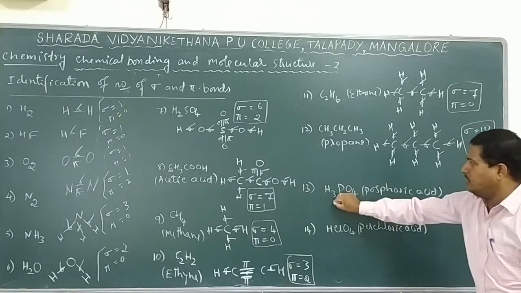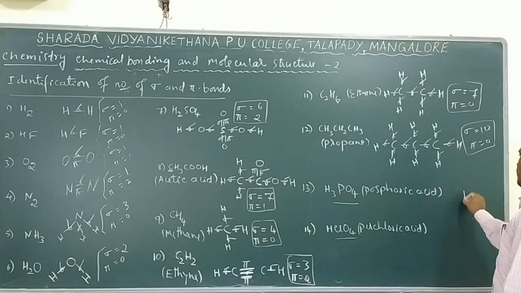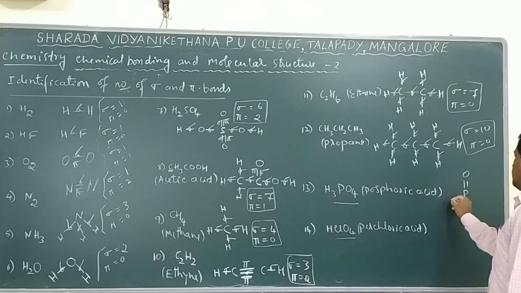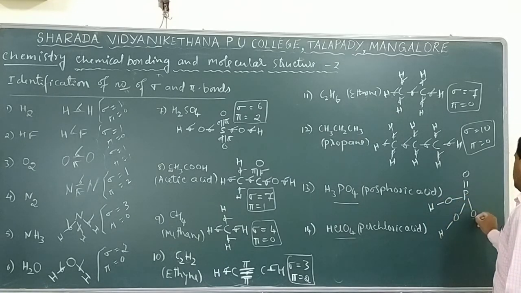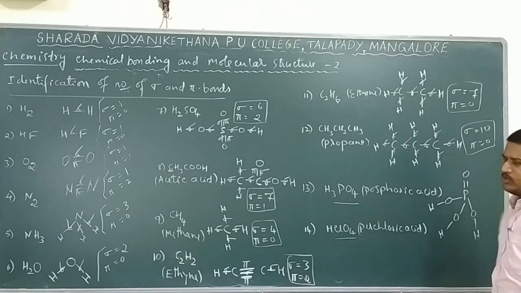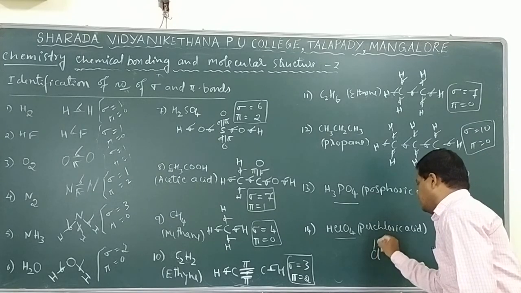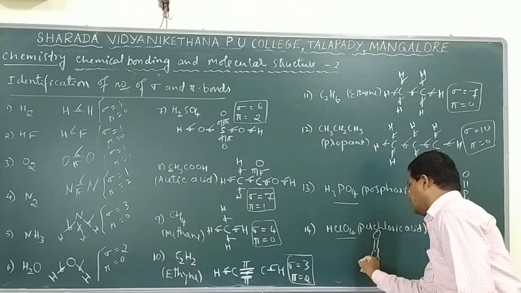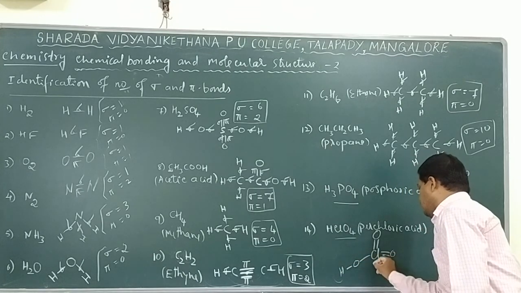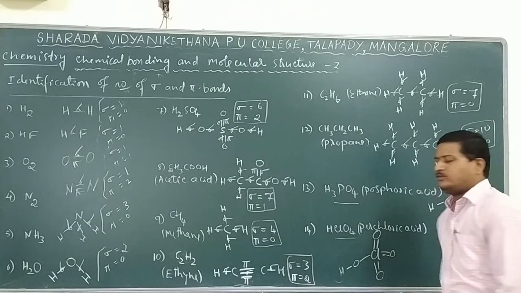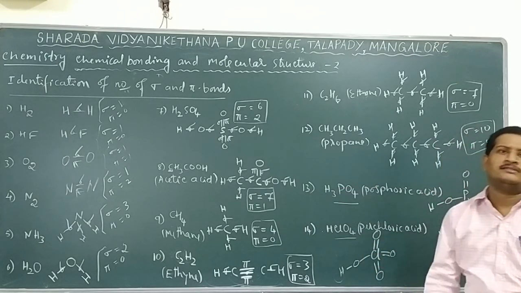Similarly, we can go for phosphoric acid as well as perchloric acid. I will write the structure: phosphorus with a double bond O, and here one OH, and one more OH, and then one more OH. 3 OH groups are bonded, and thereby we can count that. Similarly for perchloric acid, chlorine is present at the center, with a double bond O, and here one OH group is bonded, and the remaining 3 oxygen atoms form double bonds. So we can count the number of sigma bonds and pi bonds for example number 30 and example number 14.